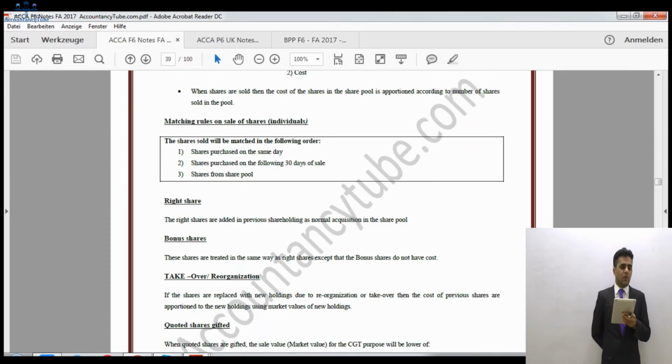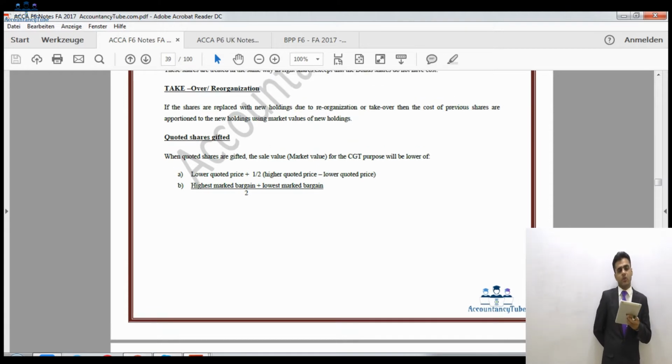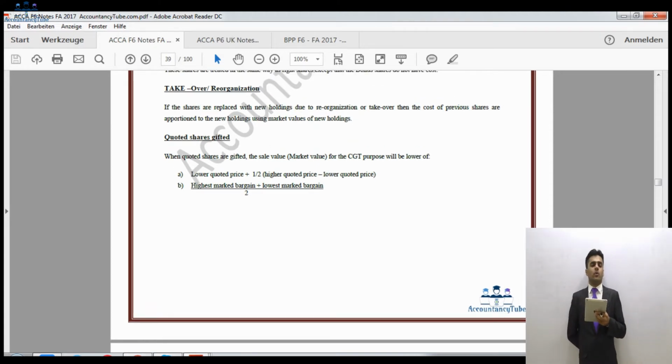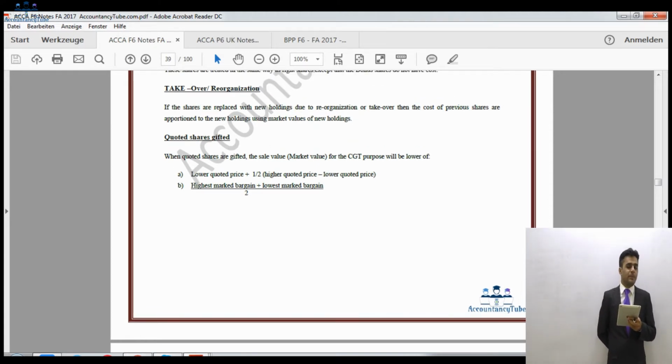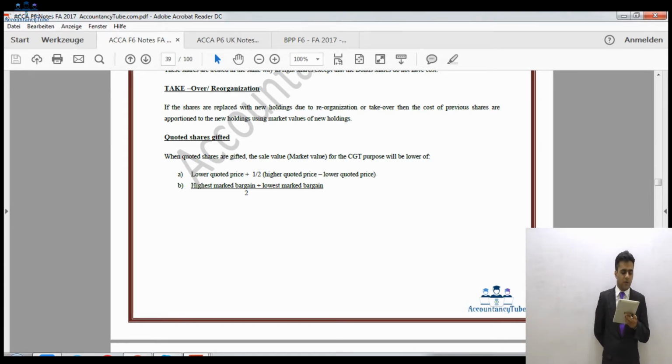Right? So how do we calculate it? Normally, if cash is involved as well as the shares of the new company, we take the cost of the old shares multiplied by the cash given under the new scheme, divided by the cash plus the new shares. So that's how we calculate it under the takeover and reorganization structure.